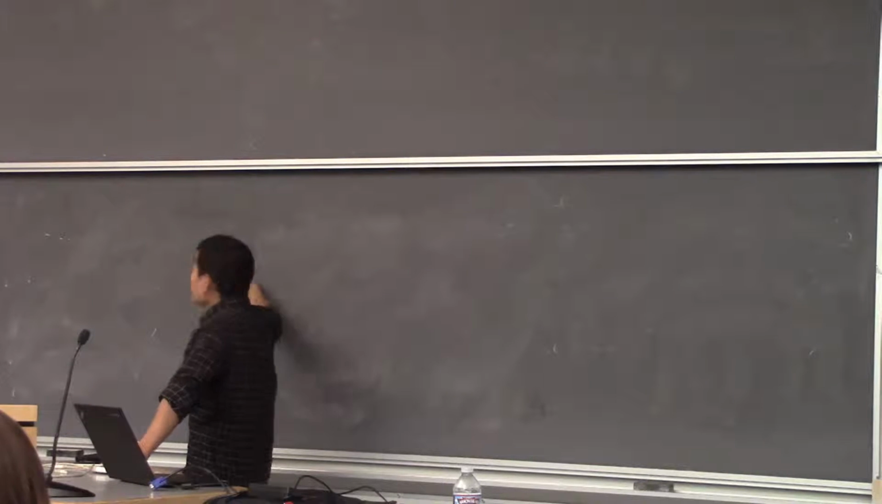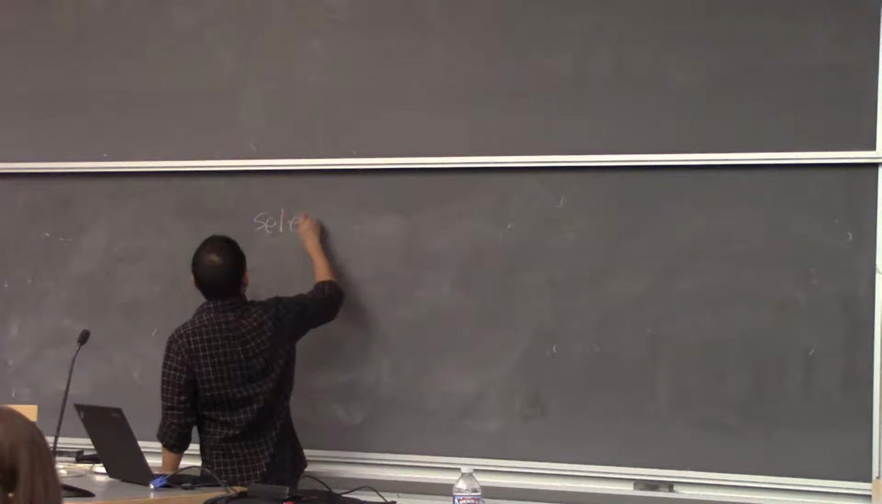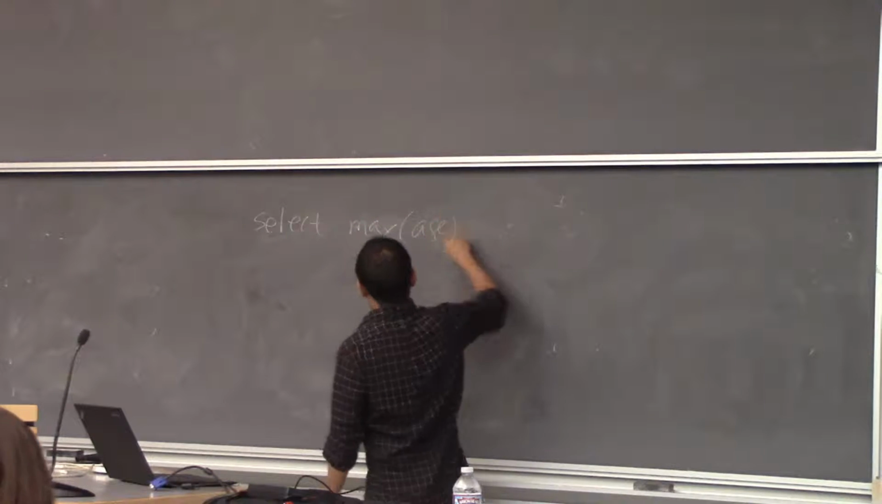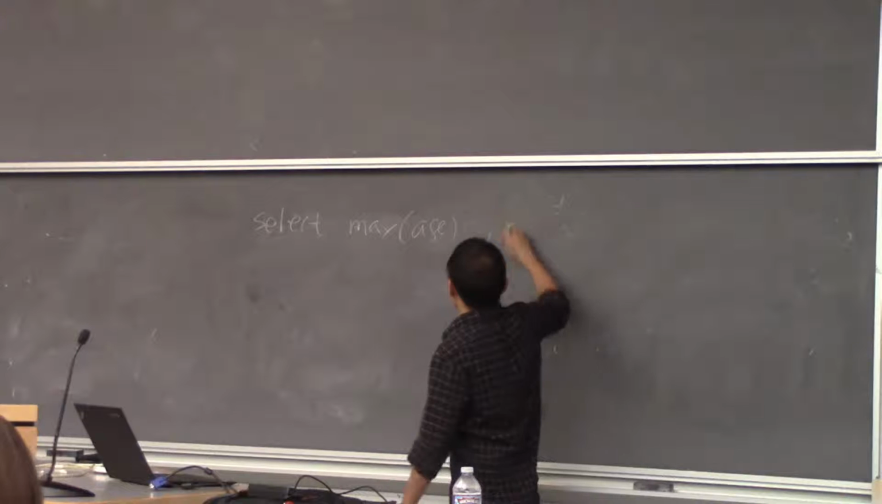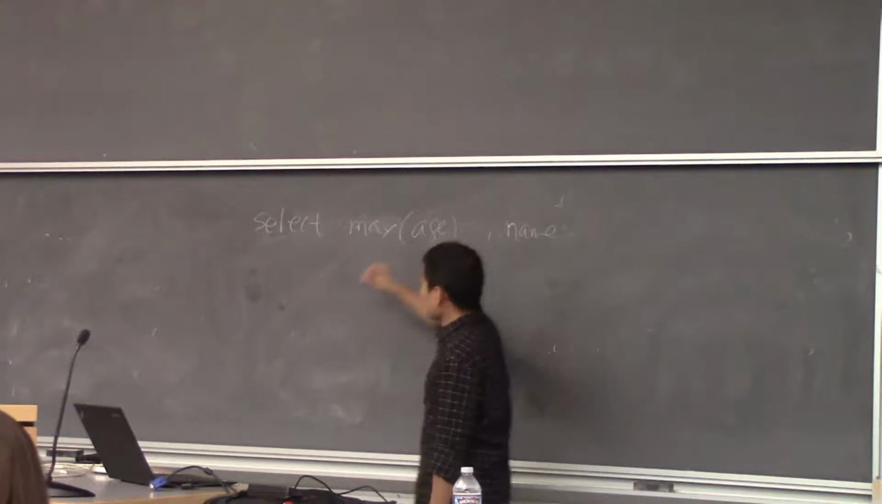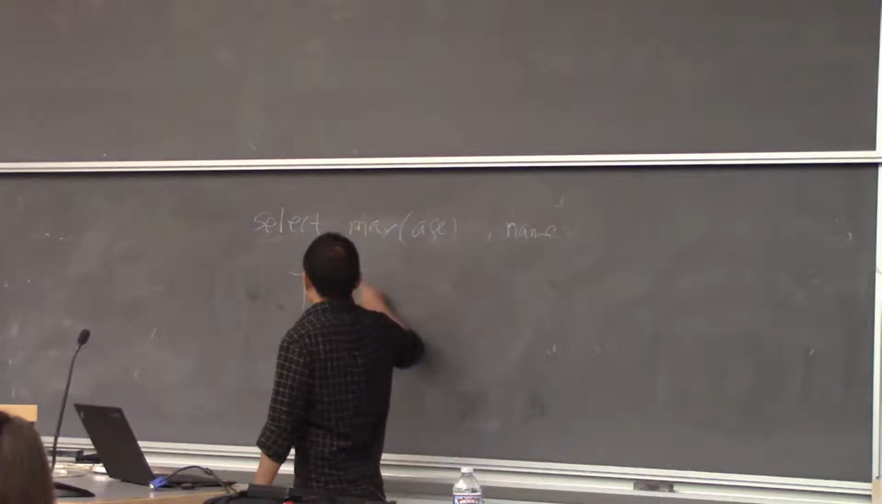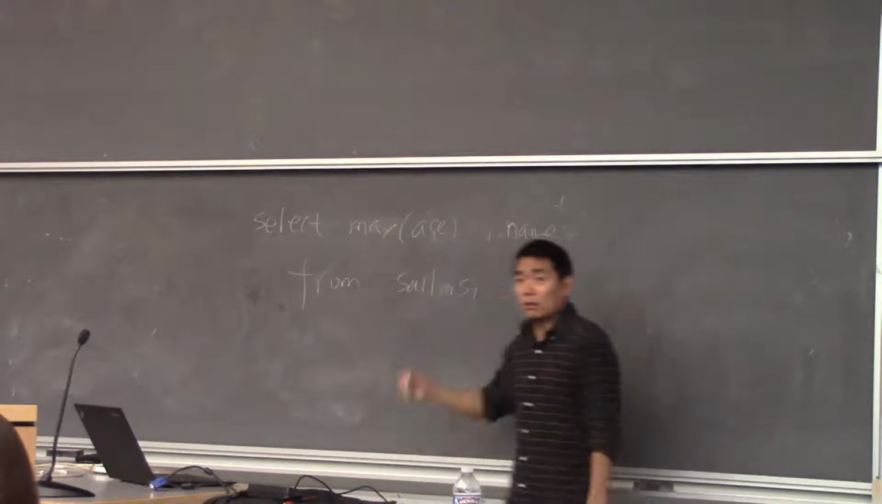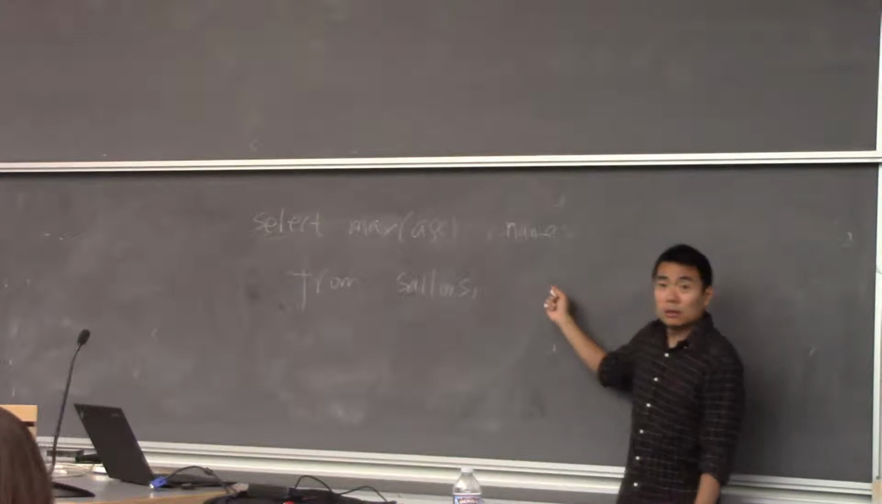It looks like a reasonable answer, which is, well, you want the older sailor, right? So it must be the one with maximum age. And then I put out the name from sailors. Is this right or wrong?